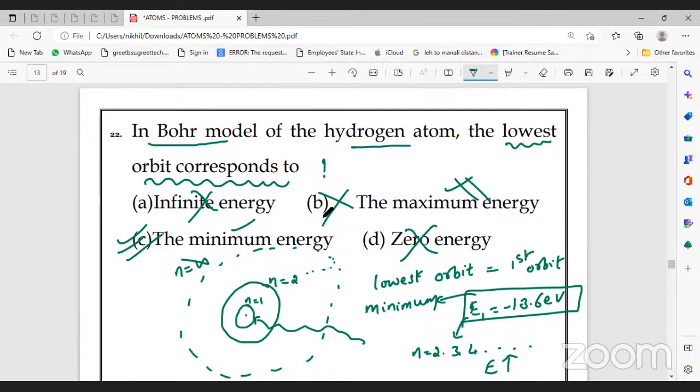Don't get confused, students. Minimum energy is in the first orbit, but to remove the electron from the first orbit, you require a maximum energy. To remove the electron, you require maximum energy from the first orbit. But first orbit corresponds to a minimum energy. Therefore, option C will be the right answer. Got it?